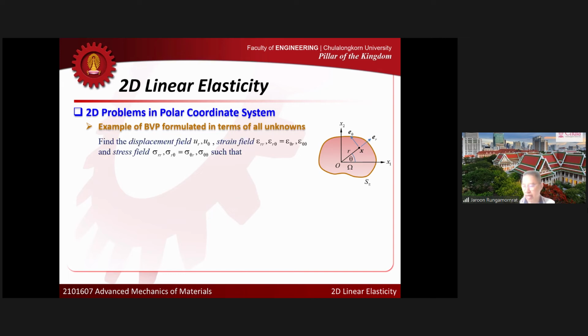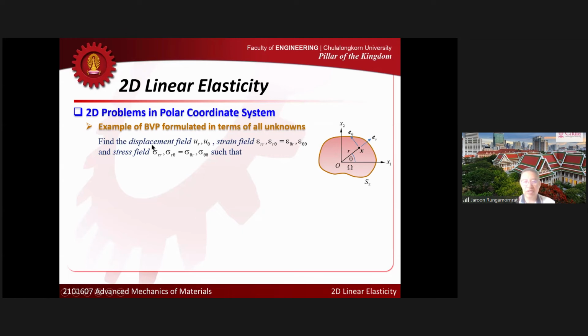So I can formulate the boundary value problem in terms of the displacement field, in terms of the stress field, or whatever you like. This is the one that I want to show you, how to formulate the problem in the r-theta system. I look at the formulation in terms of all unknowns. So I want to find the displacement field u_r, u_theta, strain field epsilon_rr, epsilon_r-theta, and epsilon_theta-theta, and stress field sigma_rr, sigma_r-theta, and sigma_theta-theta.